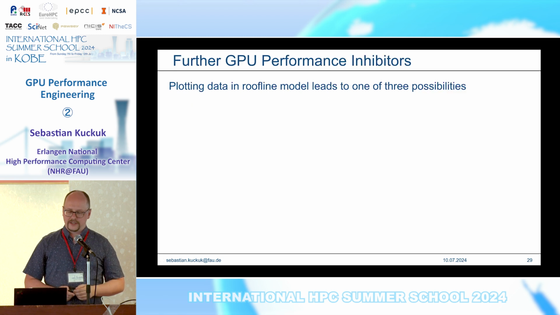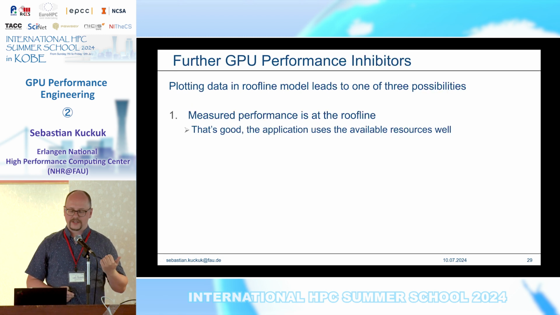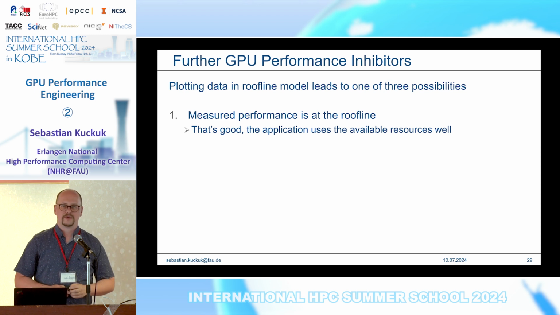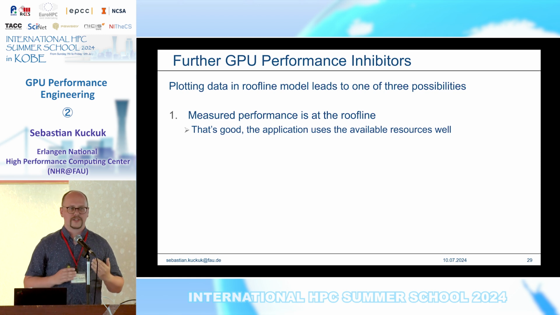In practice, you will see three different possibilities. One, as we've just seen, the performance is exactly at the roofline. This is good. This is where you want to be. This means you hit a bottleneck. This means unless you change your code or your problem size or structure, whatever, you can't get any faster. Not on that hardware anyway.